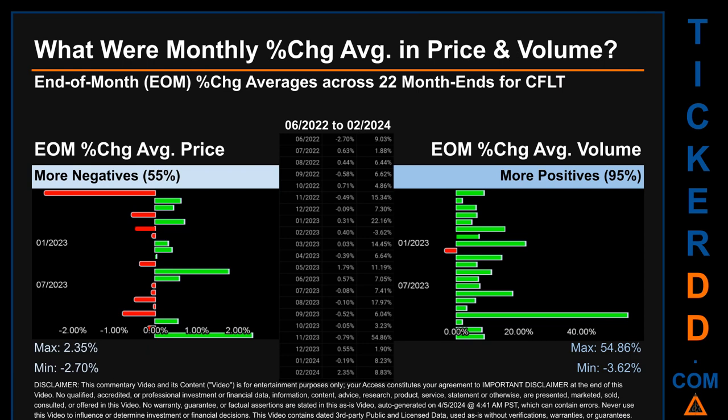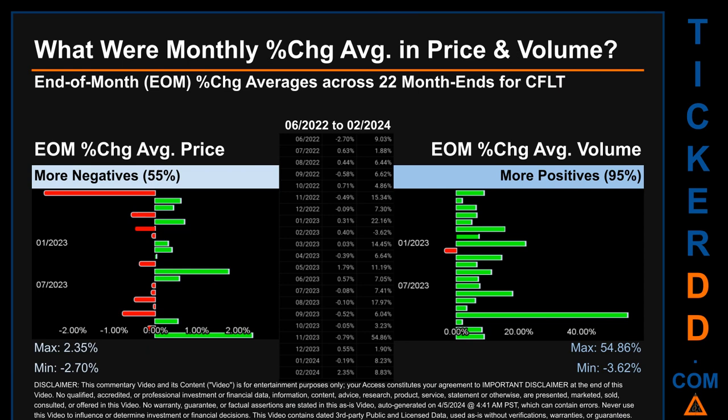What were end-of-month percentage change averages in price and volume for CFLT? The monthly average of percentage change in price and in volume were calculated for each of the 22 month ends. That calculation took daily percentage changes and averaged them for each given month. If a month end came out negative, then it means that the month summarily saw a negative change.